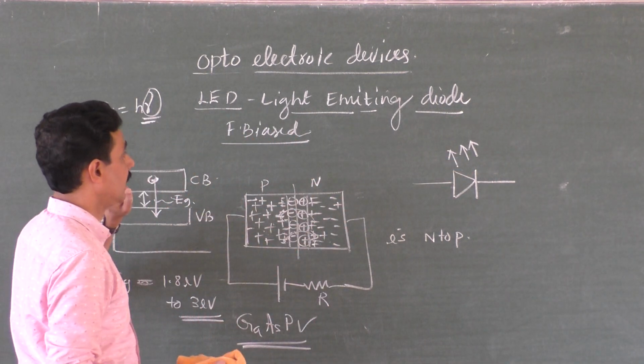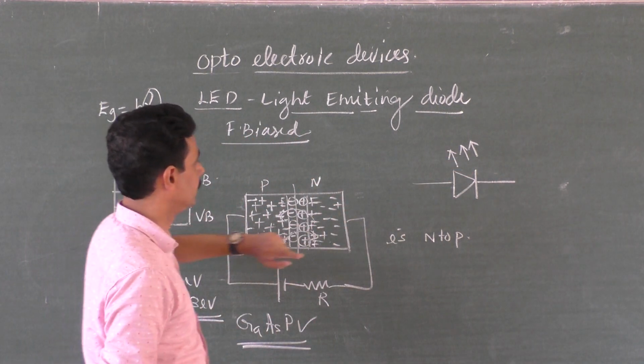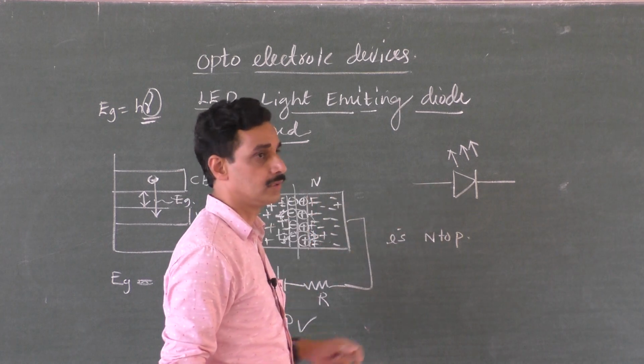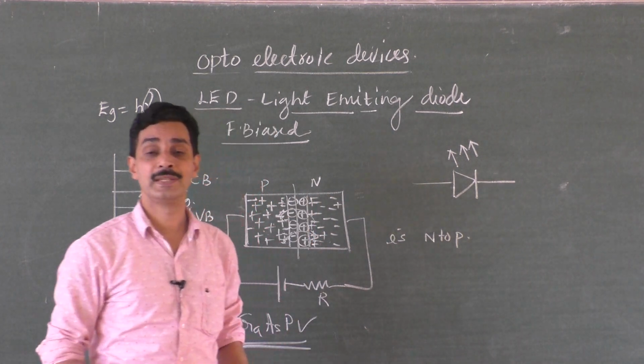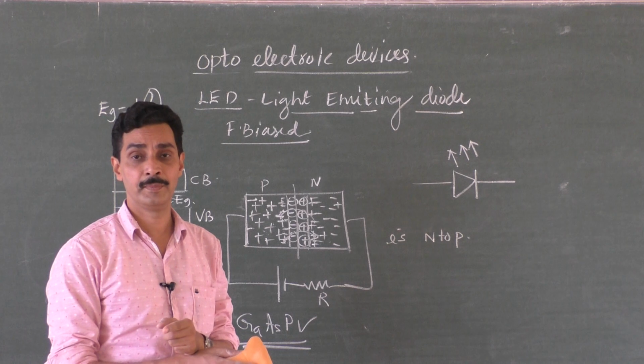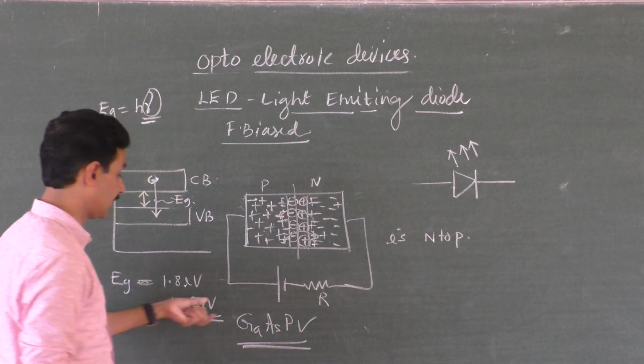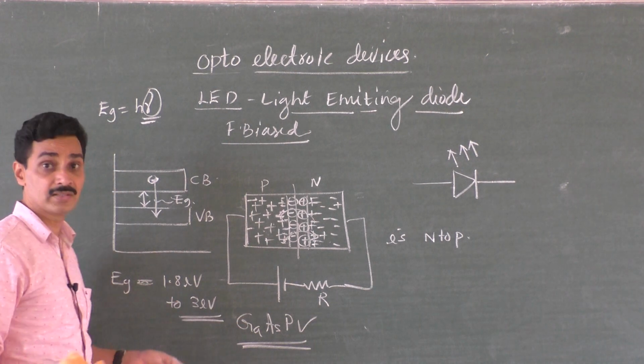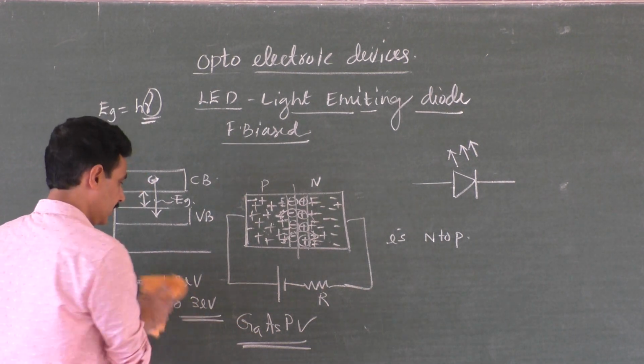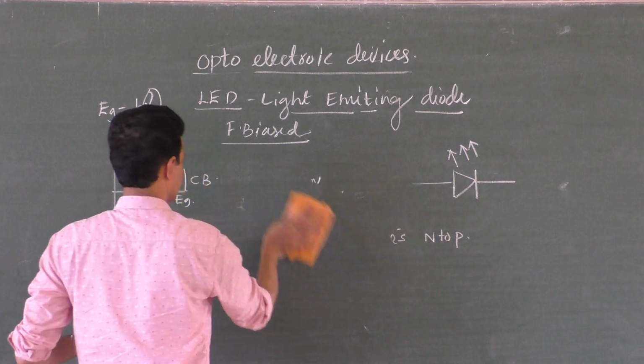LEDs, light emitting diodes, are not bulbs, they are forward biased PN junctions, where electrons and holes are made to recombine, and the light energy is emitted. And the energy gap for the material chosen should be in this range, otherwise it will not be in the visible form, and you can produce light of different colors.